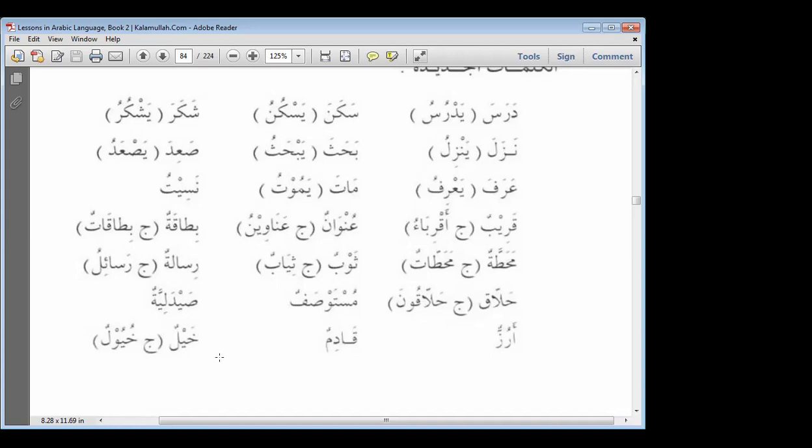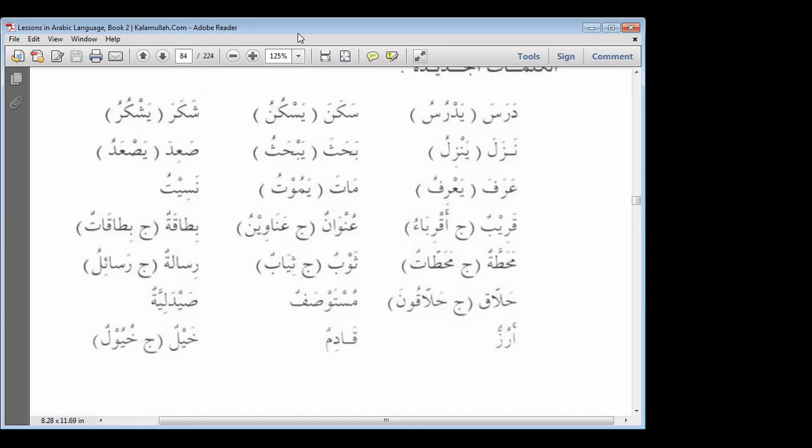And then you have khaylun, which means horses, right? And khuyulun, horses. So you have the word hisan for horse, and you also have khaylun, in Surah Ali Imran, verse 14. So you all could do that for homework. Check Surah Ali Imran, chapter number 3, verse 14.